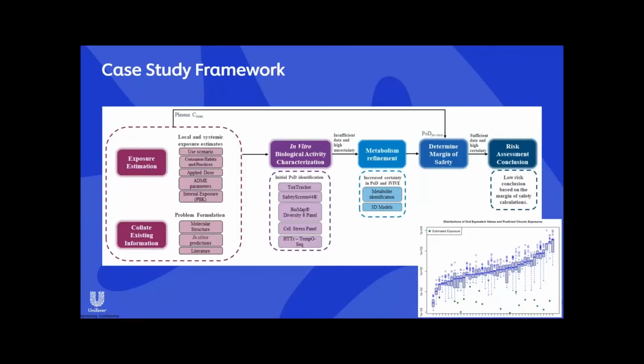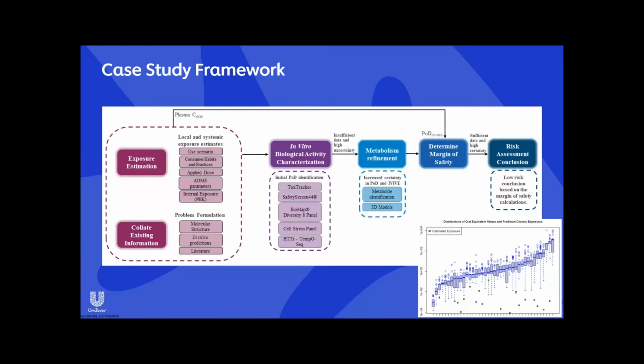Now, there's a lot more data that sits behind this case study that I haven't touched on. You can see that on this schematic here. So please do take a look at the paper for those and see how we've handled some of the 3D models and some of the metabolism refinement.